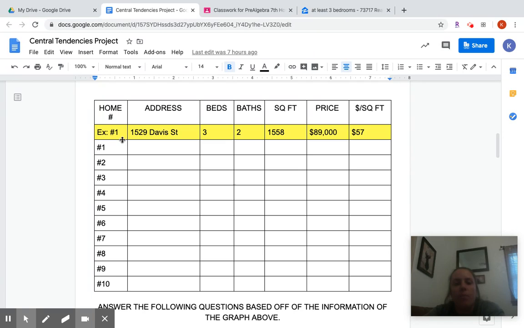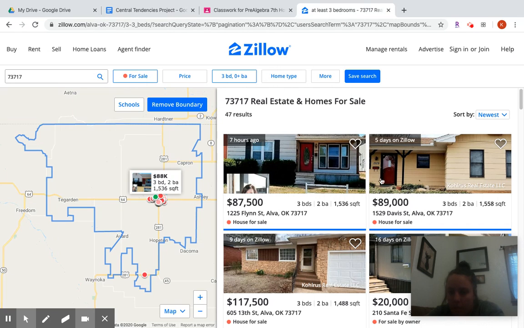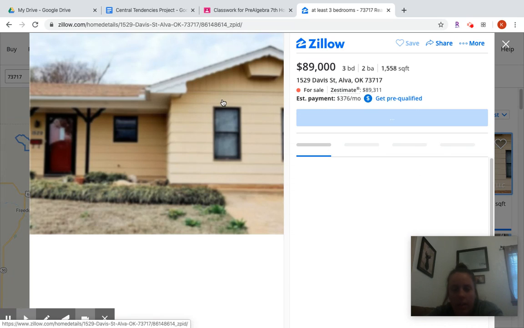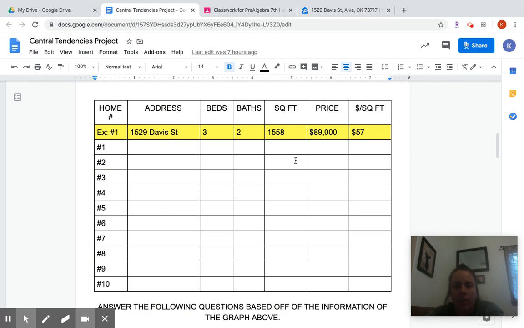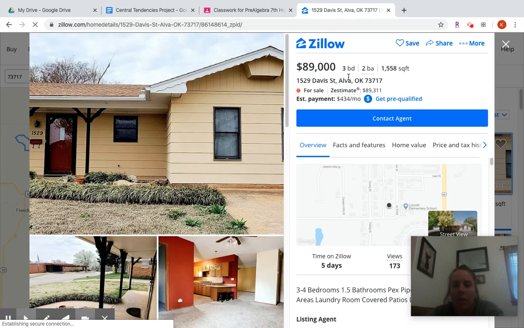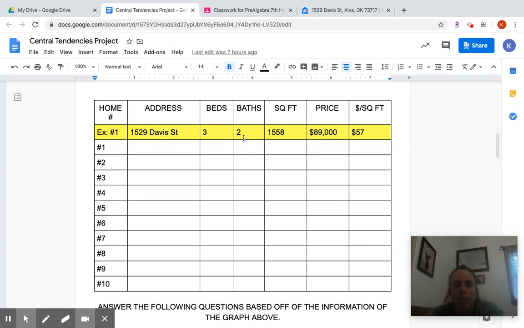So on my example, I used 1529 Davis Street, which I believe is this one right here. Okay, so I clicked on the listing. I'm going to need to know the price. I'm going to need to know how many bedrooms, how many bathrooms, how many square feet. So beds, baths, square footage, price, and then I want to know the price per square foot.